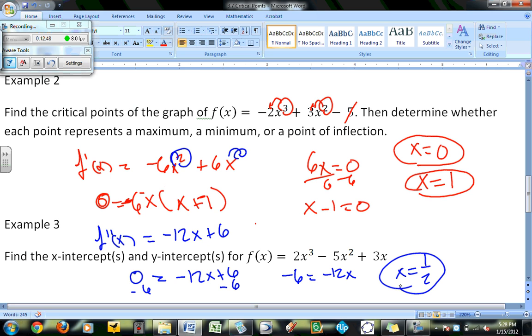So at x equals positive 1/2, we have a change from concave up to concave down, or the other way around, concave down to concave up. So that's a P of I. That's what they asked us. This is a point of inflection. I say it's a POI.